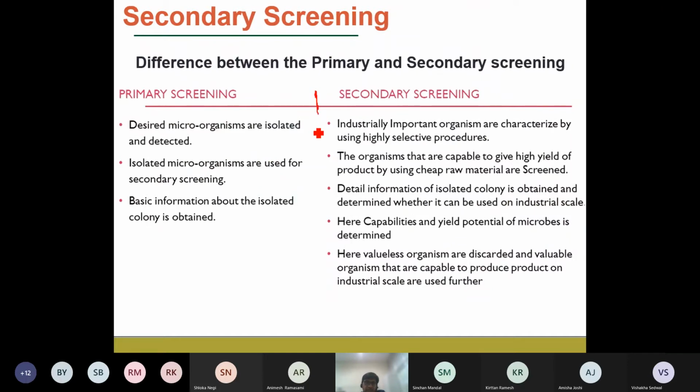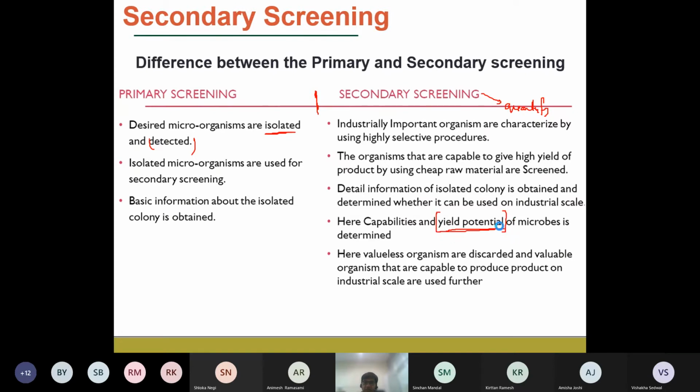This slide tells you about the differences between primary screening and secondary screening. We already talked about that, so everyone can just go through it. Here we are just isolating and detecting the microorganisms. In the secondary screening we are actually quantifying, such as the yield potentials. So we will look into what the yield potential is.